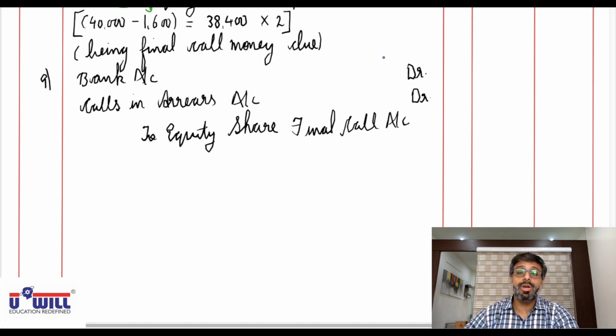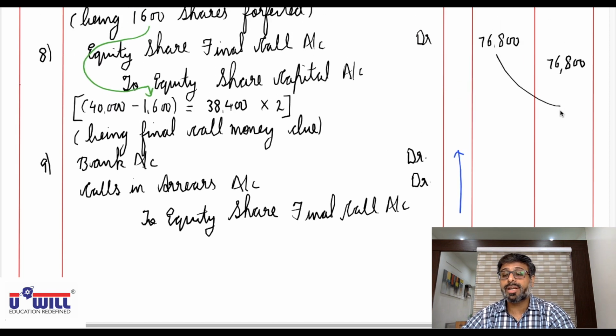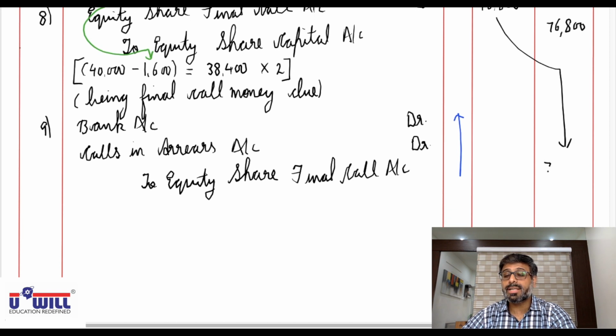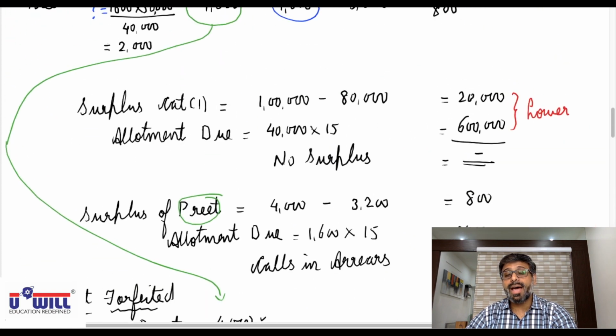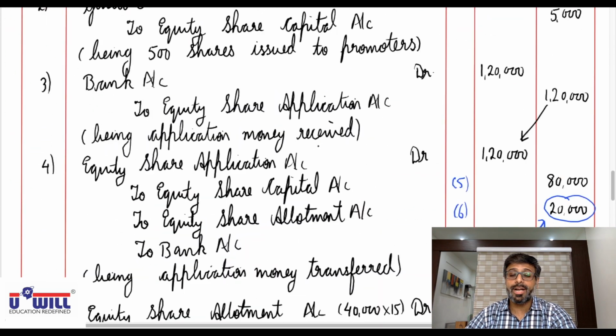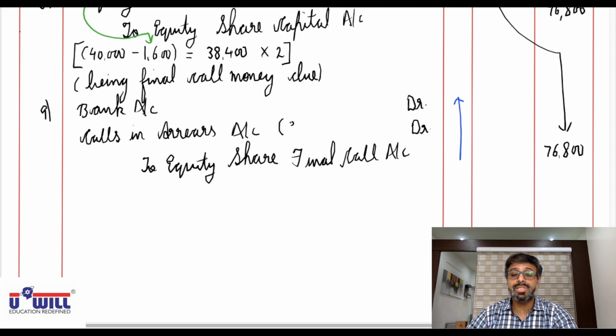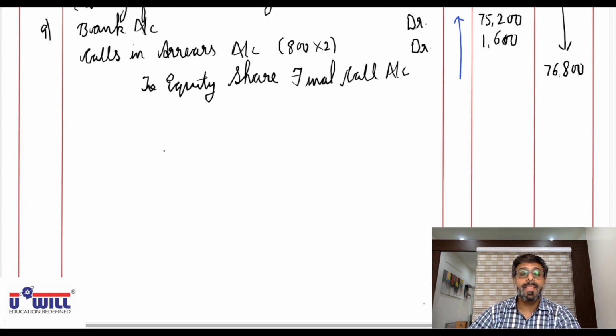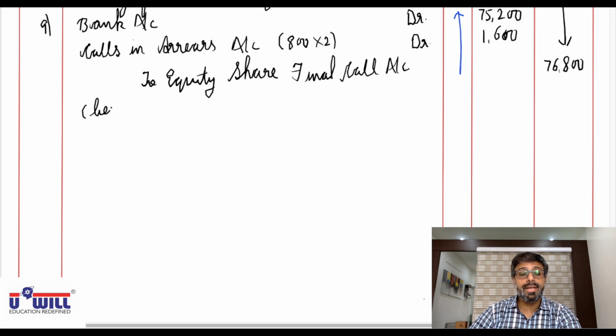Now amounts we will go reverse. So final call very first you'll credit with 76,800. Calls in arrears, now directly we can do it here. 800 into 2. Final call, what are the calls in arrears? 800 into 2, 1600. And 76,800 minus 1600, so 75,200. Being final call money received.